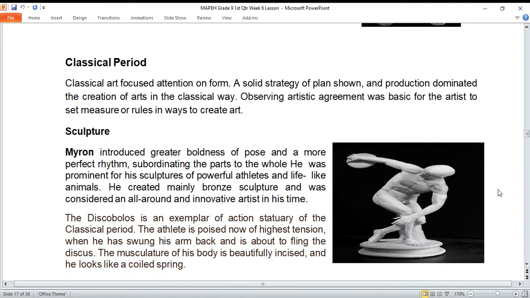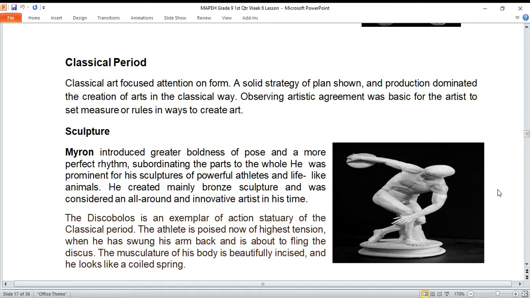During the classical period, classical art focused attention on form. A solid strategy of plan, show, and production dominated the creation of arts in the classical way. Observing artistic agreement was basic for the artist to set measures or rules in ways to create art.